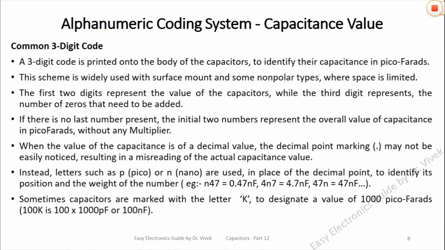The common 3-digit code is used to represent the capacitance value. Here, a 3-digit code is printed onto the body of the capacitors to identify their capacitance in picofarads. The first two digits represent the value of the capacitors, while the third digit represents the number of zeros that need to be added. If there is no last number present, the initial two numbers represent the overall capacitance value in picofarad.